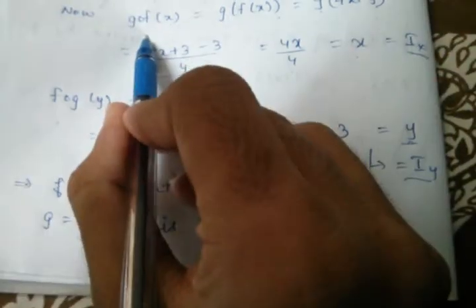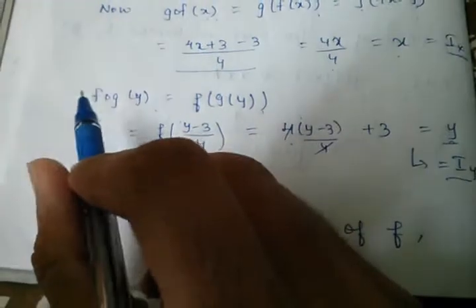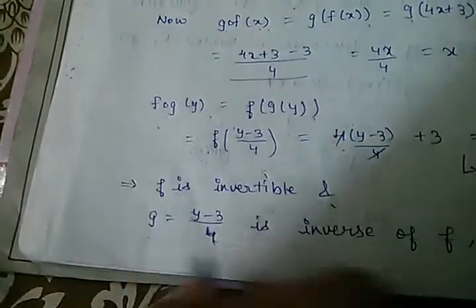So we are getting g∘f(x) equal to Ix as well as f∘g(y) equal to Iy. So we can say that f is invertible and g is the inverse of f.